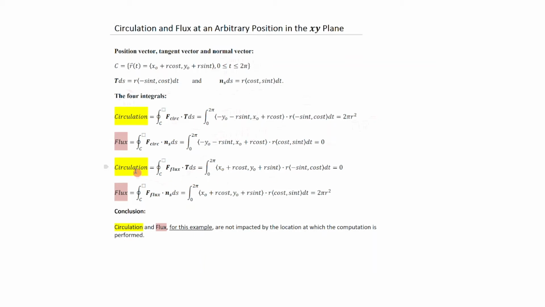Redo the calculations for circulation and flux, assuming that the field is the flux field, and again we end up with no differences. So in this particular example, which is not going to be generally the case, the circulation and flux are not impacted by the location at which the computation is performed. All right, so that's sort of interesting.